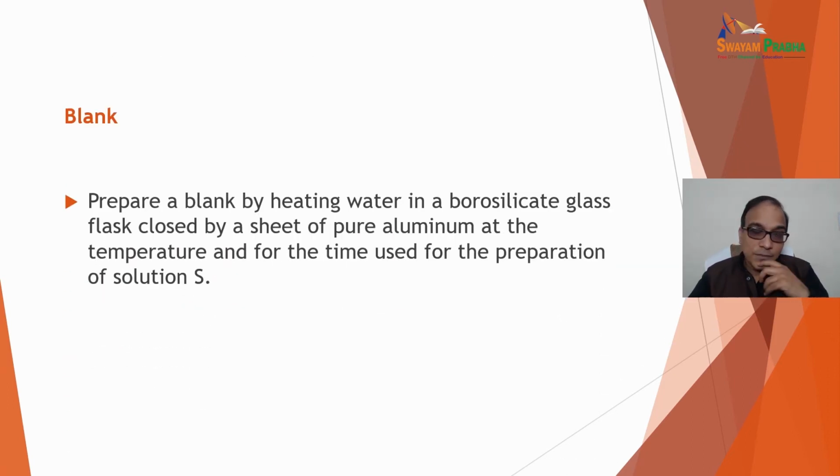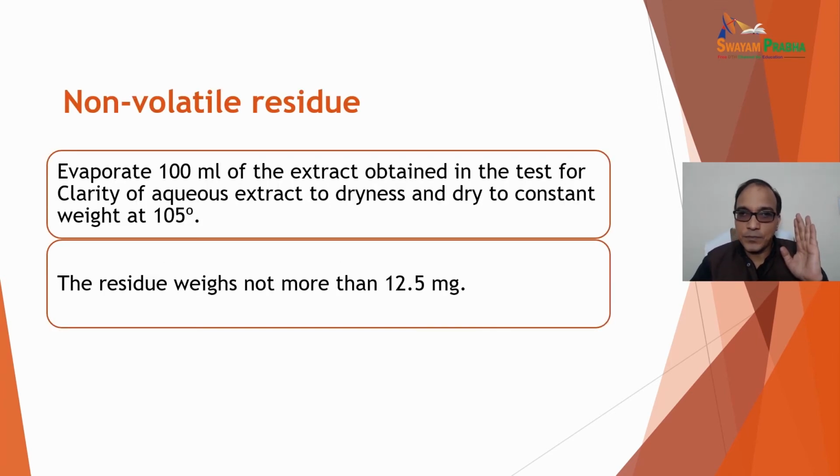What is the blank? Here, prepare a blank by heating water in a borosilicate glass closed by a sheet of pure aluminum at the temperature and for the time used for the preparation of solution S. So the blank will be prepared like this.